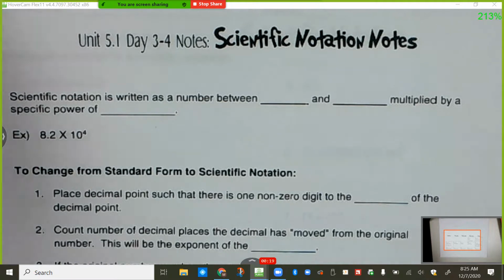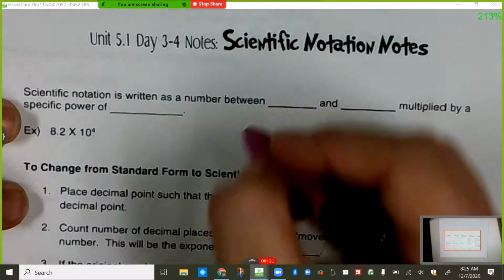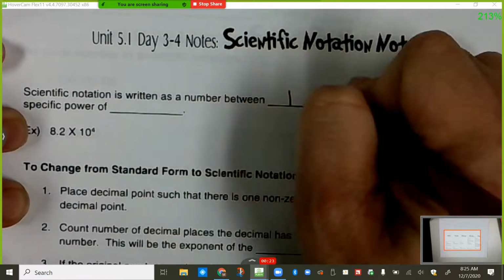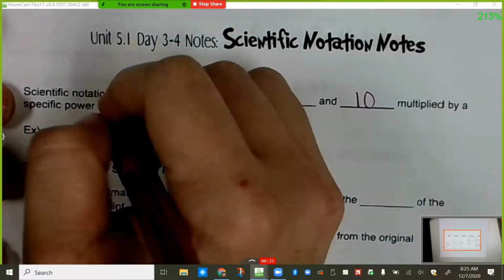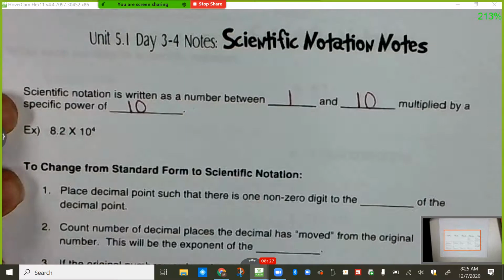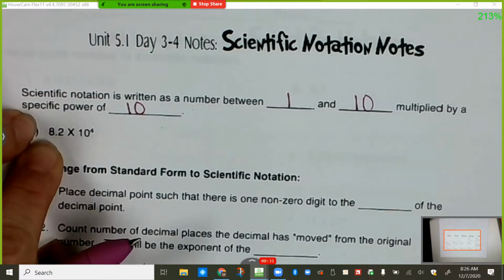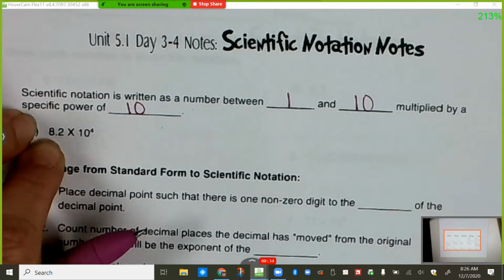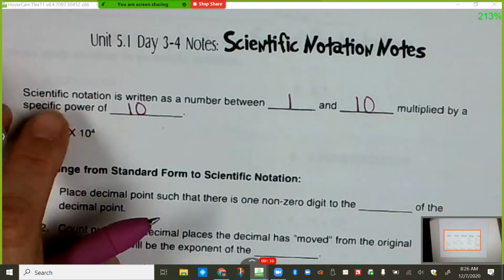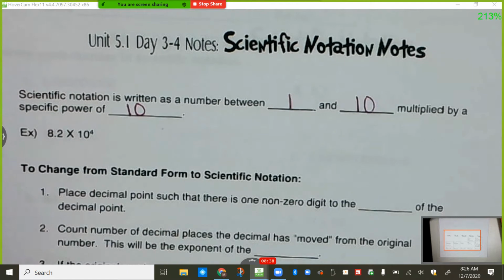So scientific notation is written as a number between 1 and 10, multiplied by a specific power of 10. So like this is your example, 8.2. Is that a number between 1 and 10? Yes, and it's multiplied by 10 to the 4th power. That's a specific power of 10. Okay? That's scientific notation.